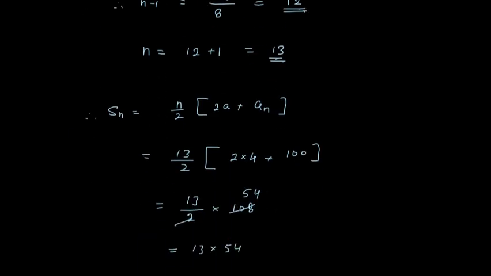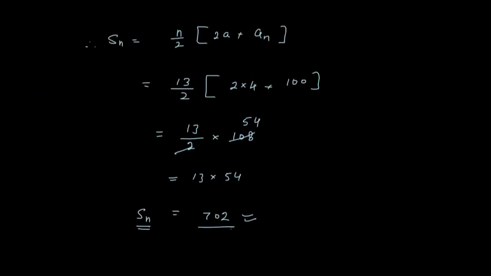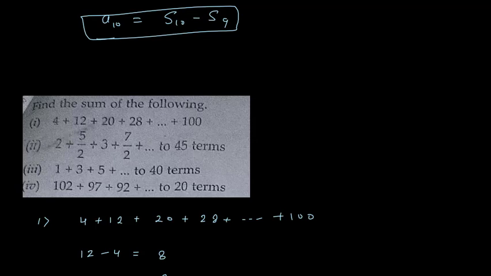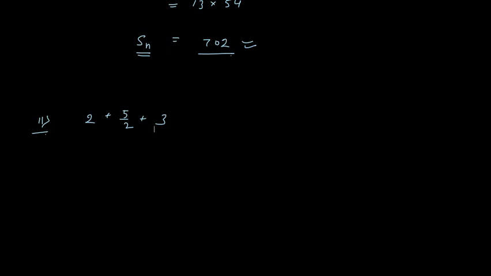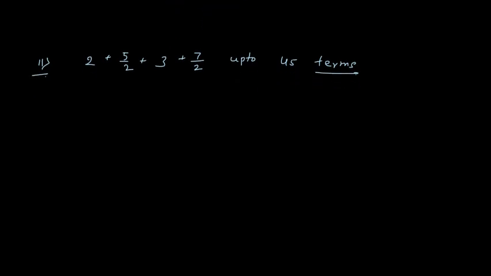The question is 2 plus 5 divided by 2 plus 3, something like this, right? 2, 5 divided by 2, 3, 7 divided by 2, up to 45 terms. Now the last term is not given here. So this is an AP. I will easily find out that this is an AP.